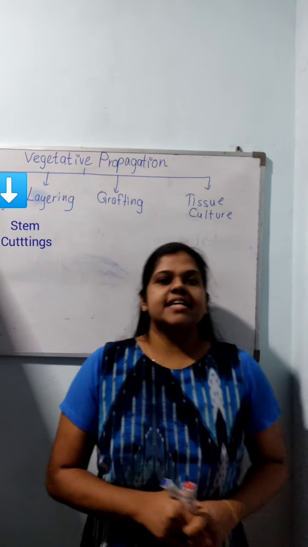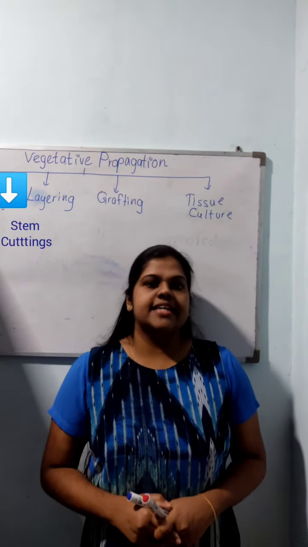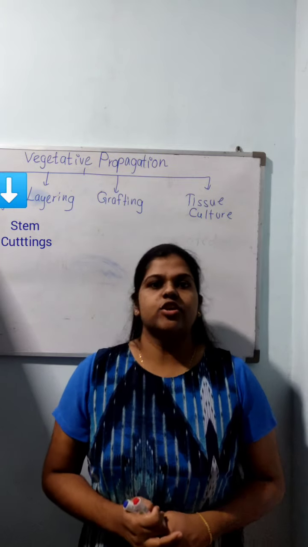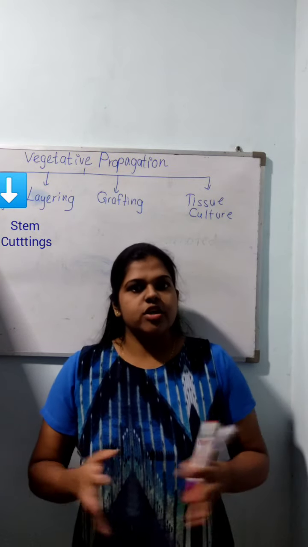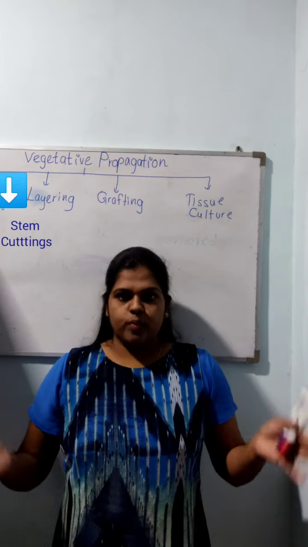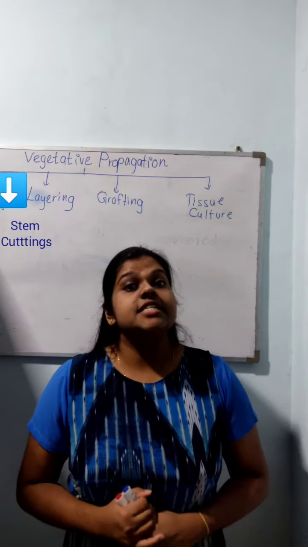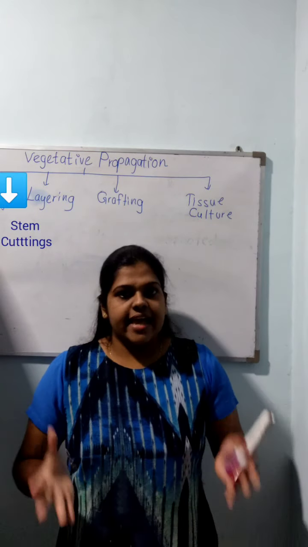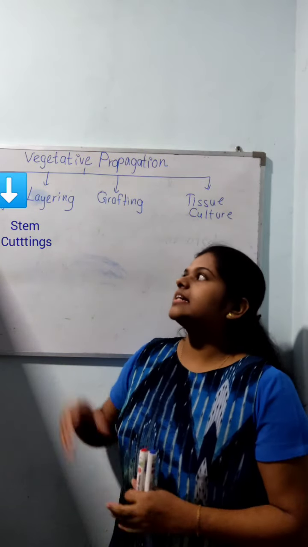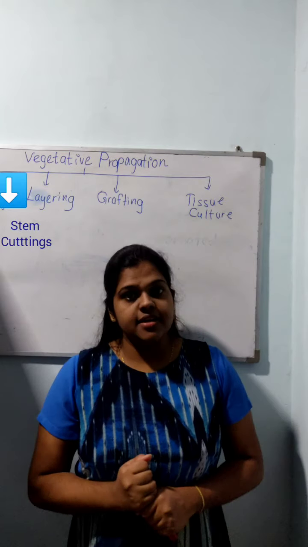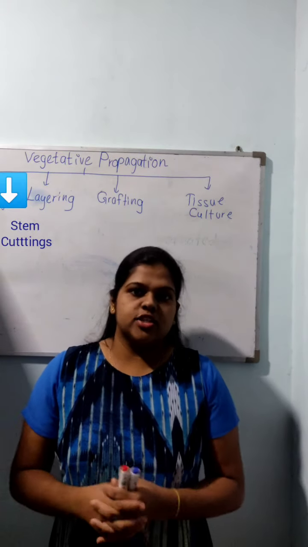Today we are going to discuss a lesson of grade 10, that is the 14th lesson, the continuity of life. In this continuity of life, we have to discuss two main parts: one is the continuity of plants, the other one is the continuity of animals. In that, today I thought to select the continuity of plants which is done by vegetative propagation.